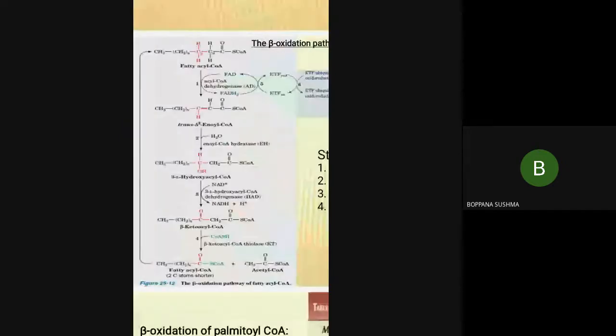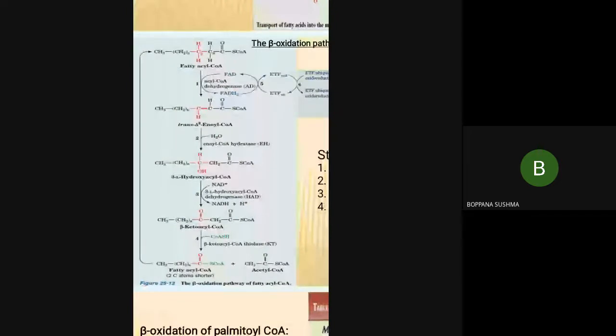So what is the resultant compound in the beta oxidation cycle? Acetyl CoA. It is a two carbon compound. Acetyl CoA is the end product of the beta oxidation cycle. Then what about the fatty acyl CoA? This fatty acyl CoA is again subjected to the first reaction.